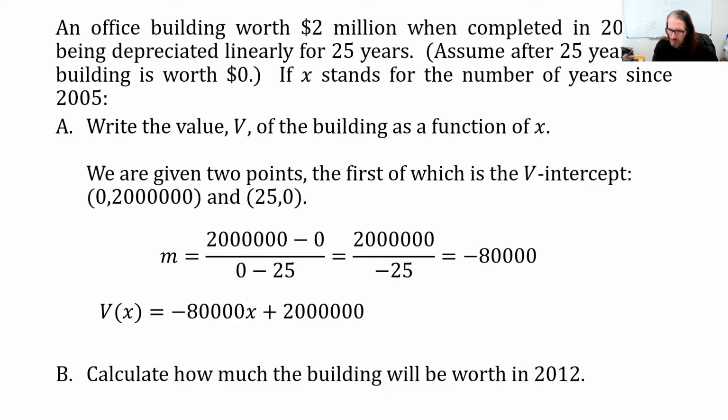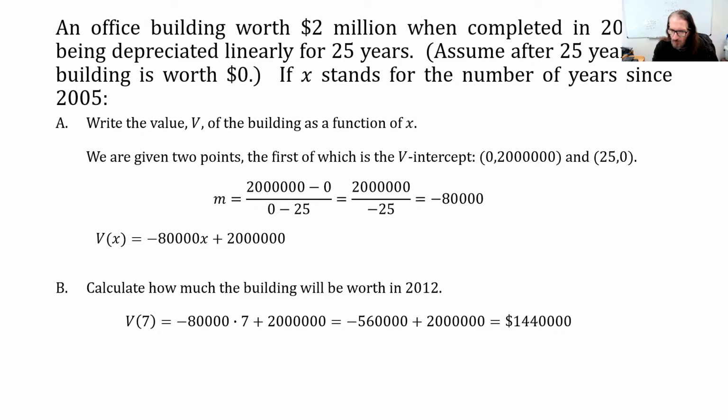So to calculate how much the building will be worth in 2012, that's 7 years later. 2012 minus 2005 is giving us 7 years since this started. And so we plug in 7 for X, multiply it by the negative 80,000, and then add the 2 million. I'm coming up with $1,440,000.